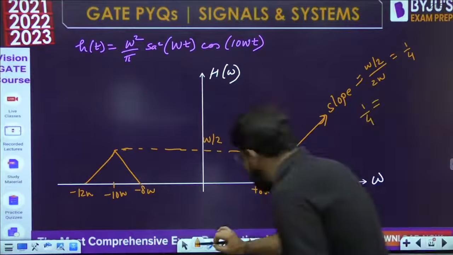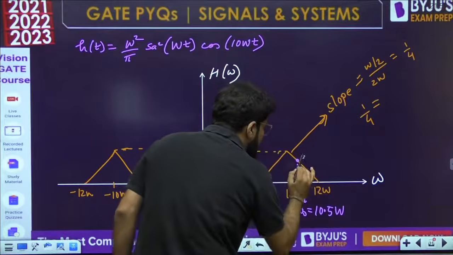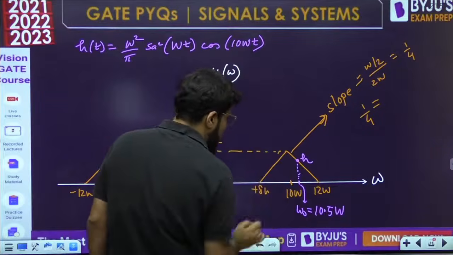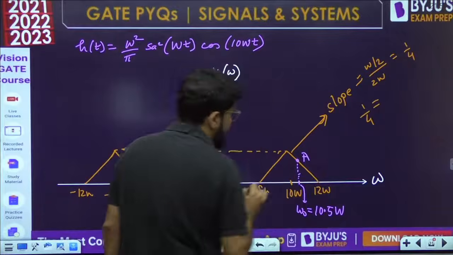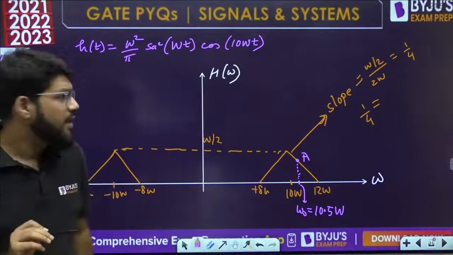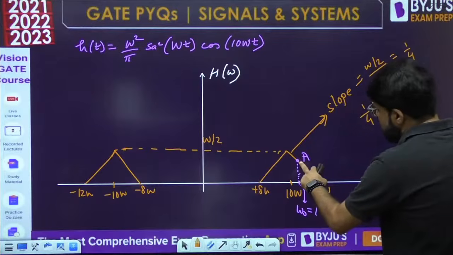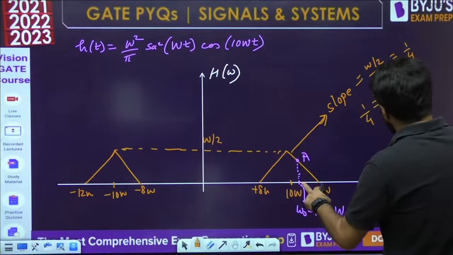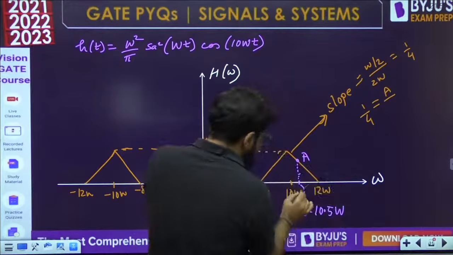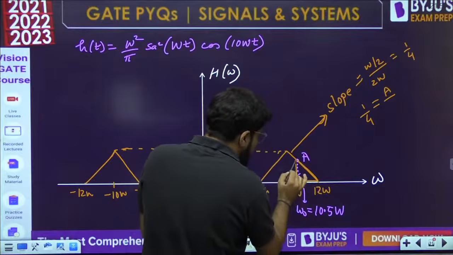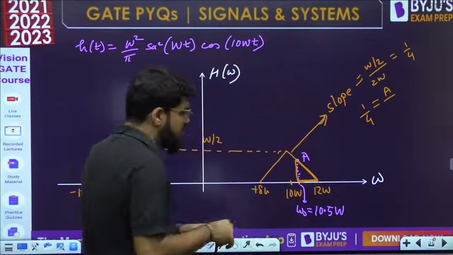So let us calculate this height. Suppose this is the height h. Yes, this is some amplitude, suppose A. So 1 upon 4, it is also lying on the same straight line, so it will satisfy the slope. So height A upon base. What is this much of the base? I am asking to consider this triangle, so how much is this much of the base?